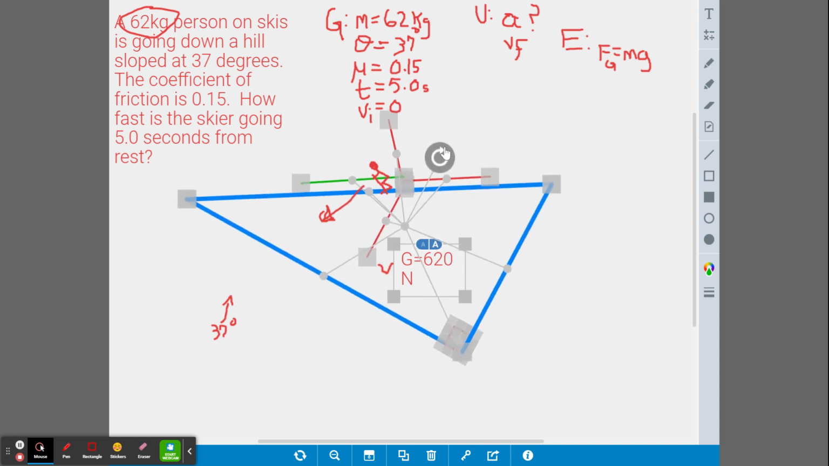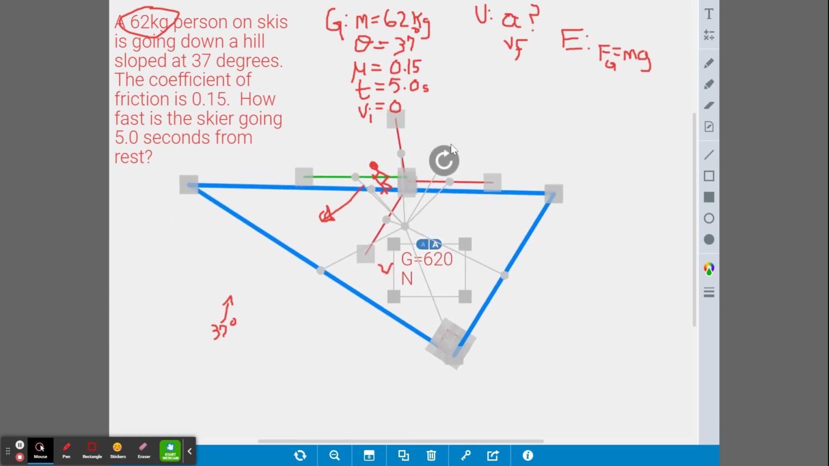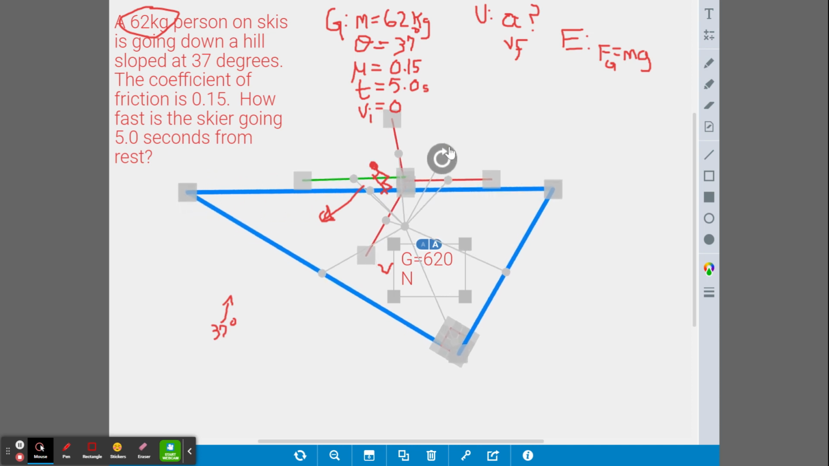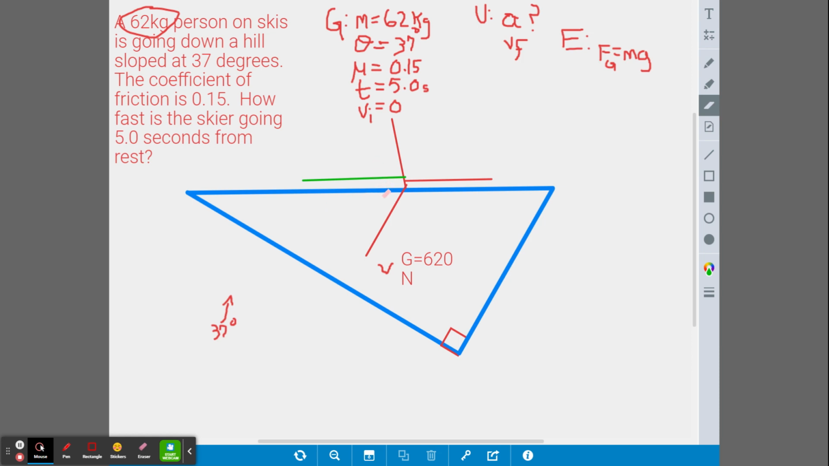So here we go. Gonna make this relatively flat. All right. Let me erase some things so this isn't looking so confusing. So our 37 degrees is right here. All right. So let me fix our normal force so it's more perpendicular. All right. So now this is the slope of the hill and it's flat.